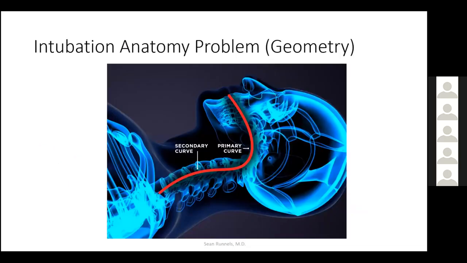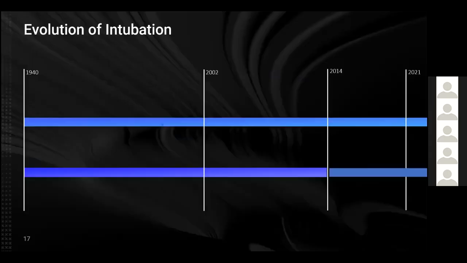So again, intubation geometry, this is what we have to overcome. There's a primary curve and a secondary curve. And importantly, the curves are in opposite directions, and the inflection point is at the vocal cords.